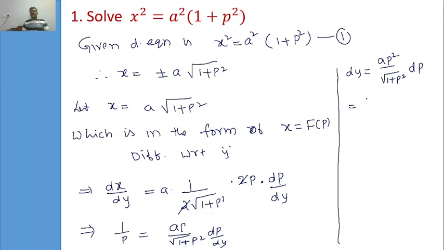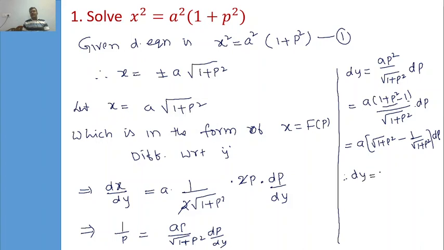So, it can be written as a times 1 plus p square, adding and subtracting 1, minus 1 by square root of 1 plus p square into dp. This is a, this is b, and a minus b by c equals a by c minus b by c. So that is a times 1 plus p square by square root of 1 plus p square, we get root of 1 plus p square minus 1 by square root of 1 plus p square into dp. This is the dy value. Therefore, dy equal to a times square root of 1 plus p square minus 1 by square root of 1 plus p square into dp.